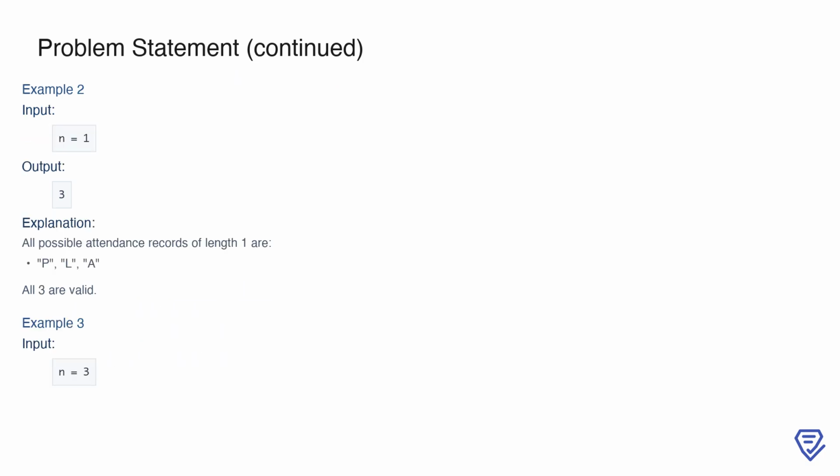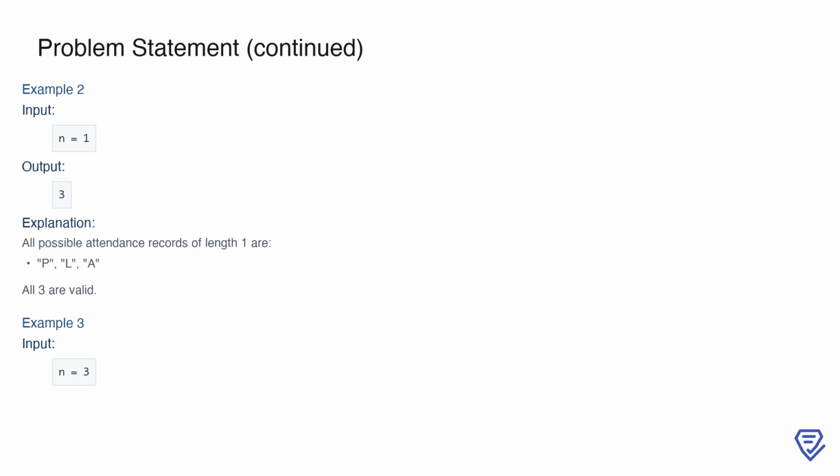Now, looking at another example where n is 1, the possible attendance records are much simpler. With a length of 1, the only valid records are P, L, and A, since no rule violations can occur with a single day. This gives us a total of 3 valid records, so the output in this case is 3. This example highlights how the constraints naturally limit the possibilities when the input size is small.